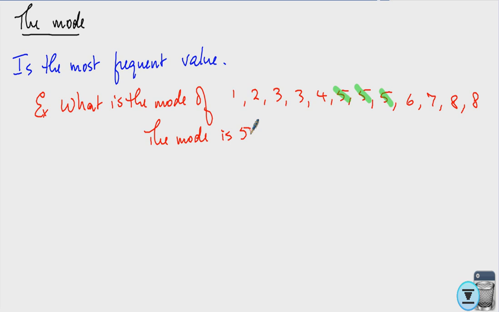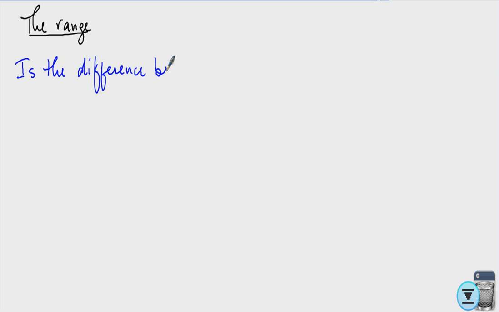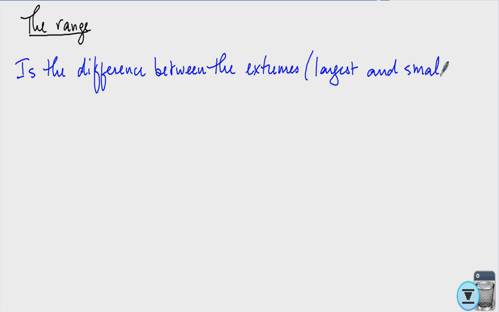So the mean, the median, the mode, the range. What is the range? The range is the difference between the largest and smallest values, the extremes, in a set of data.